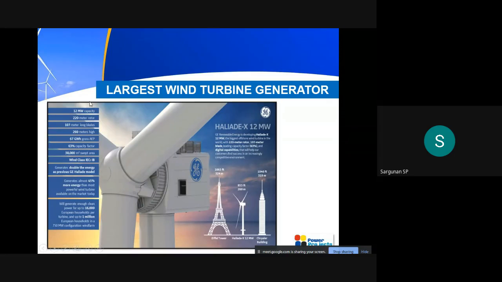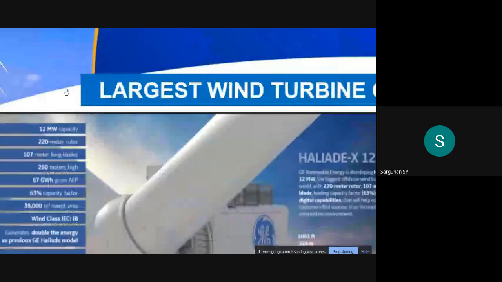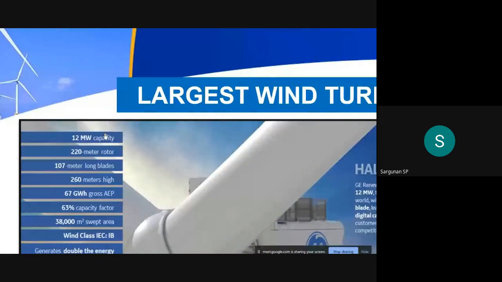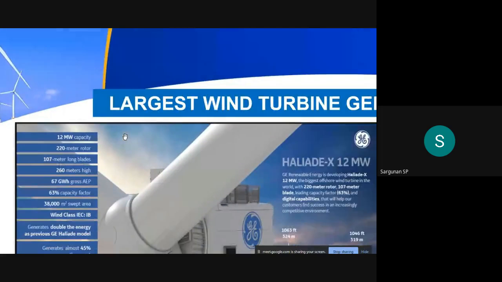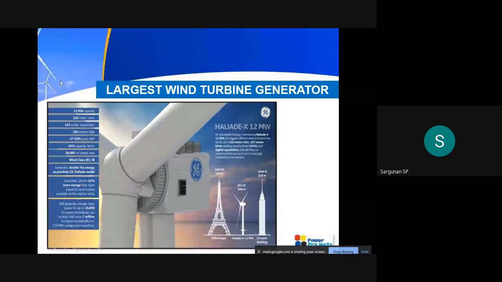This is a GE wind turbine which is almost 12 megawatt of capacity, and this is the offshore wind turbine. This is not the onshore wind turbine. This is the offshore wind turbine.